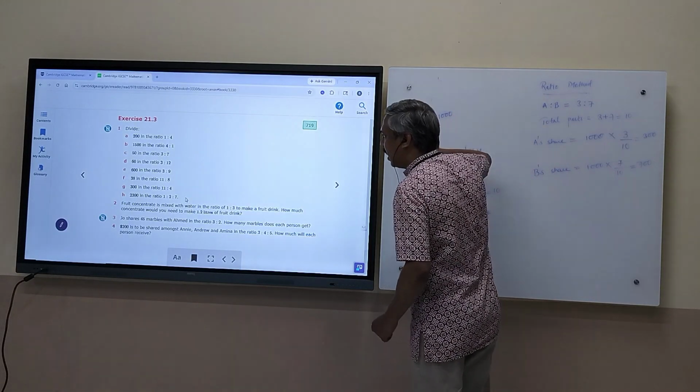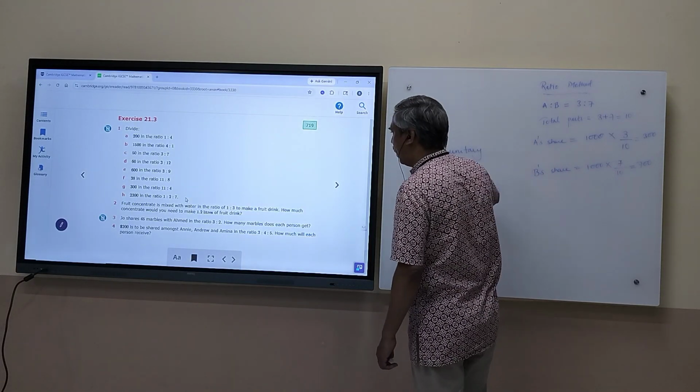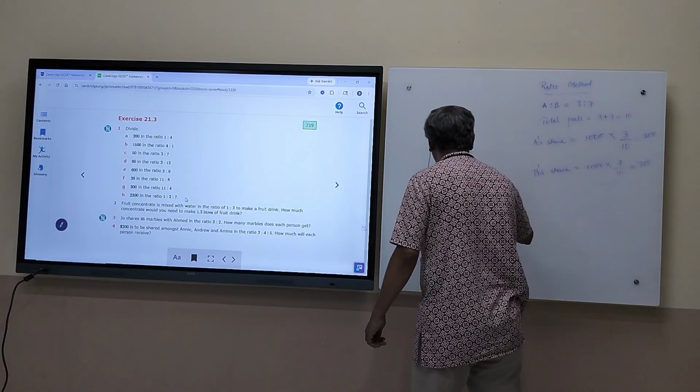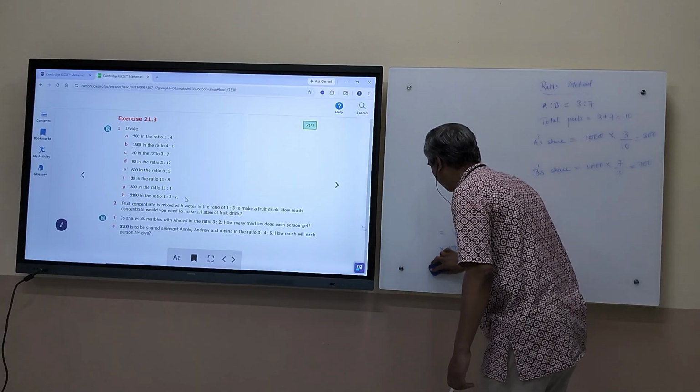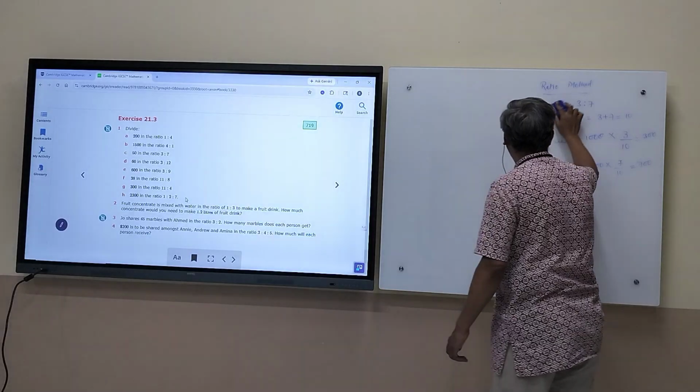The problem h stands for 2300. We have to divide 2300 in the ratio 1:2:7.